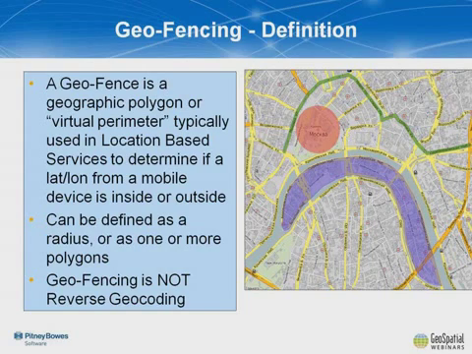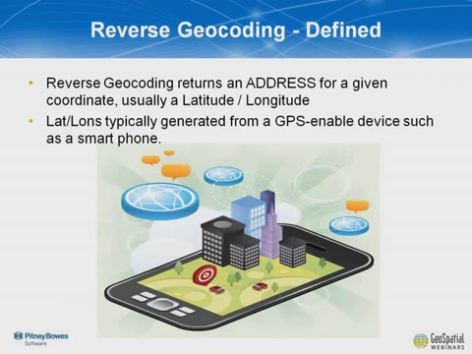Reverse geocoding, as we'll see in our next definition, is in fact assigning an address to a lat long, not determining if it falls inside or outside a given polygon. So as we'll see moving on here, that reverse geocoding returns an address for a given coordinate, usually a latitude and longitude.